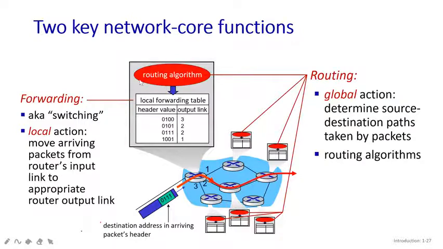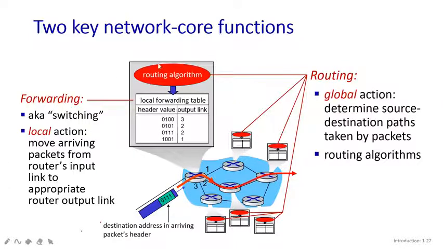Here we have routing algorithms. What are these routing algorithms? This is a global action. First, the routing algorithm works globally on the network. That's the reason the action is named global action. What will it do? It determines the source and destination paths taken by the packets. This routing algorithm decides, when a packet is received, in which path it is going to be forwarded.